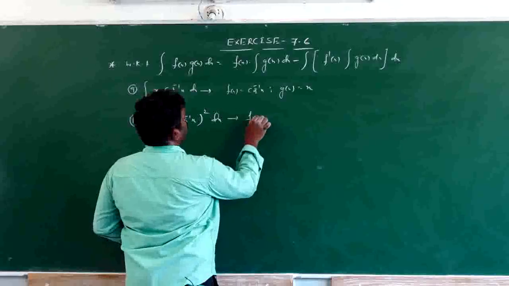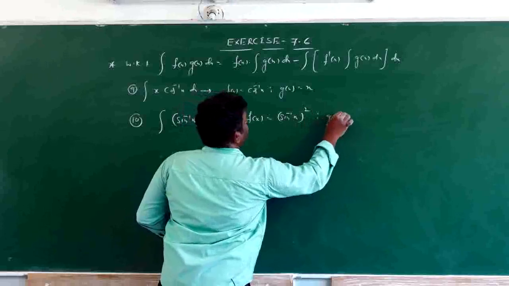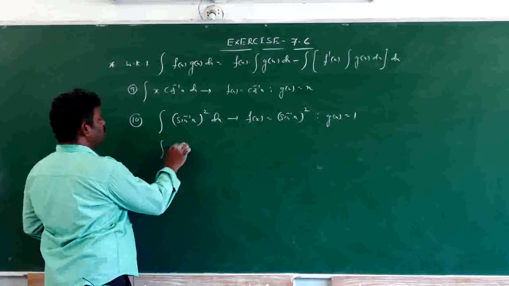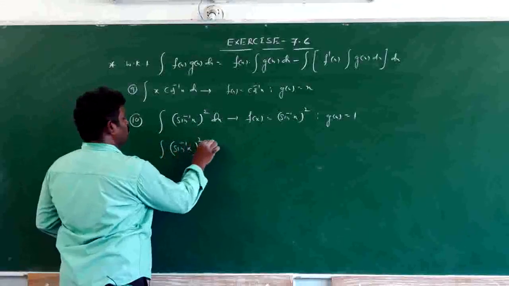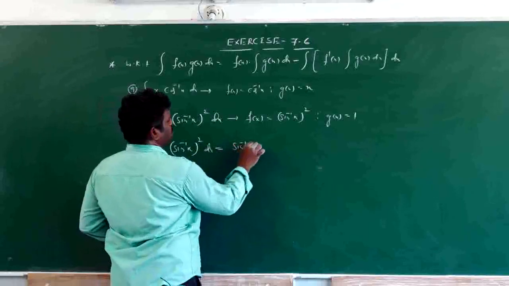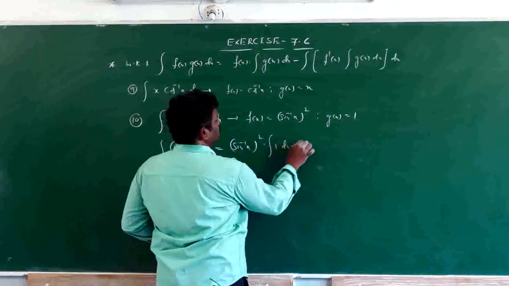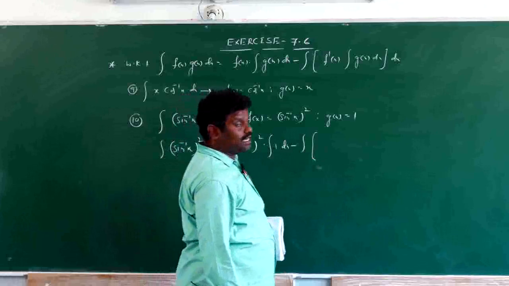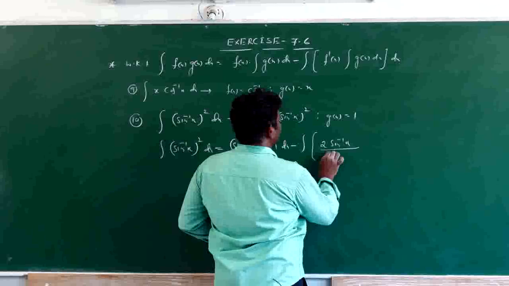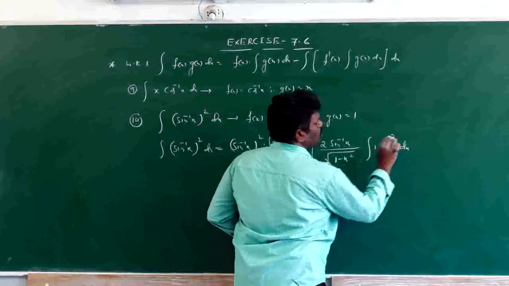First, we take the function f of x equal to (sine inverse x) whole square and g of x equal to 1, since there is nothing else there. So the integral of (sine inverse x) whole square dx is equal to the first function, (sine inverse x) whole square, times integral of 1 dx, minus integral of the derivative of (sine inverse x) whole square, which means 2 into sine inverse x, again the derivative of sine inverse x, 1 by root of 1 minus x square, times integral of 1 dx, and whole dx.